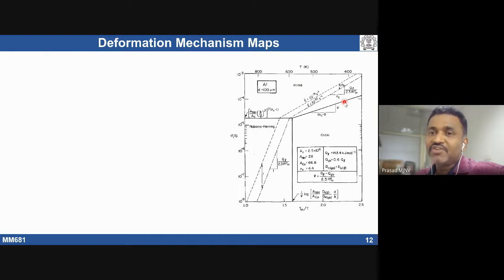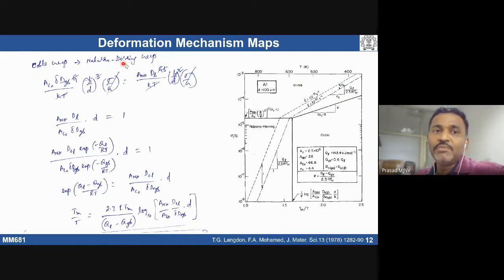So typically, you have to equate those equations. For example, if I want to know between Coble creep and Nabarro-Herring where that boundary starts, what should I do? I take their respective constitutive equations and equate them, because at the boundary the strain rate is the same for both. That gives you the boundary. By just rearranging the terms, I can get Tm by T, because my x-axis is T. Here the stress gets cancelled, because n is equal to 1 for both mechanisms.